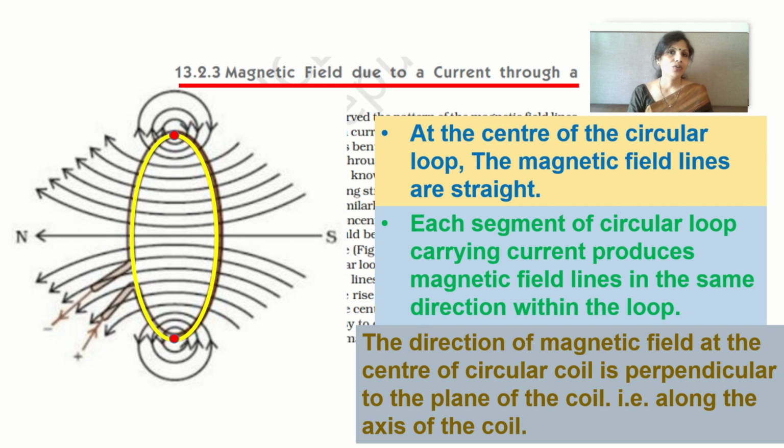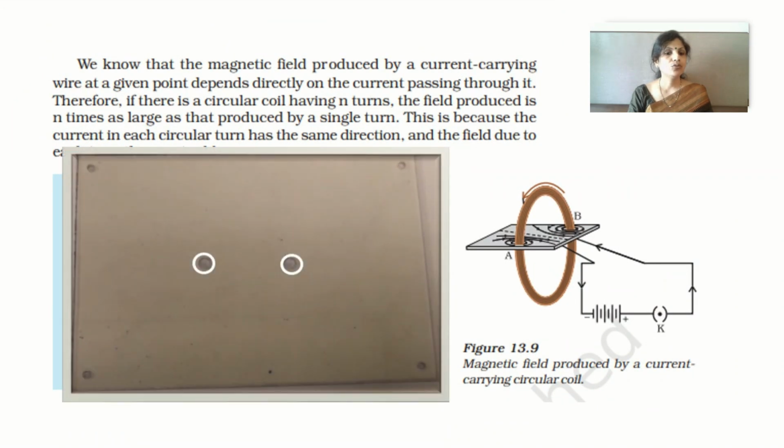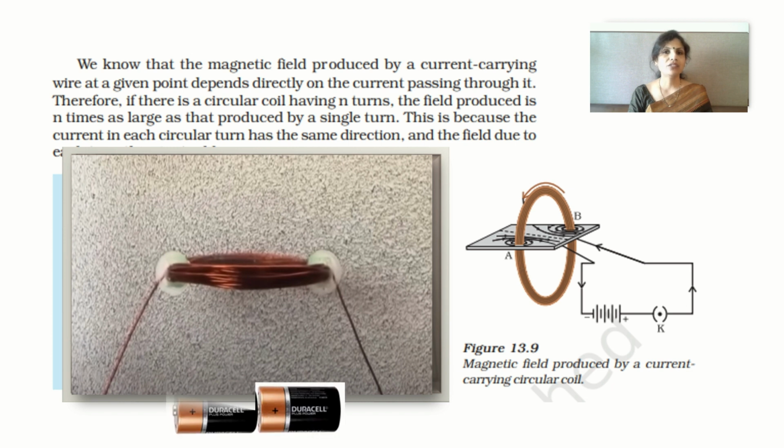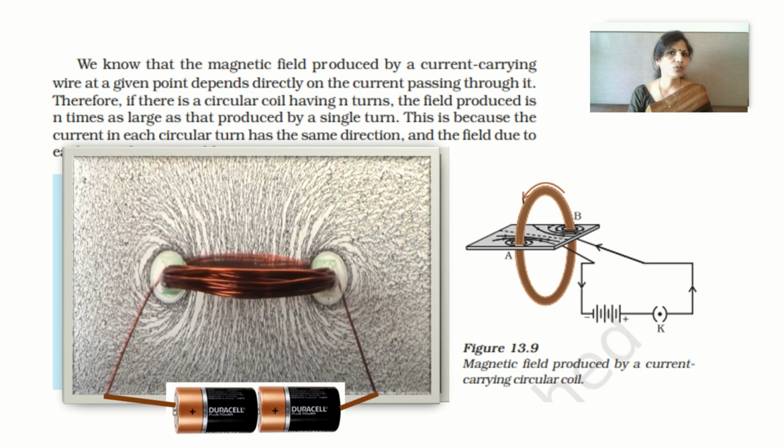Then I told you that we have seen one activity also related with the circular loop. For that we took a cardboard and made 2 holes like this. Then a thin copper wire of many turns we had taken through these 2 holes, so it looked like this, and the 2 ends of the copper wire were kept free so that we can connect a battery to the 2 free ends. So the moment we connect the battery, current starts flowing through the copper wire and we could observe the pattern of magnetic field like this.